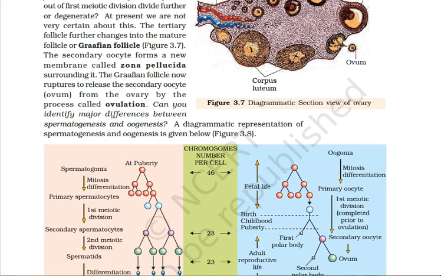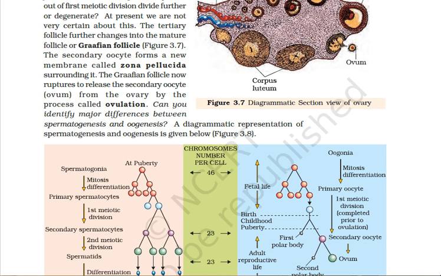The entry of the spermatozoa promotes the completion of the second meiotic division in oogenesis. If it doesn't receive the spermatozoa, then it is not completed.